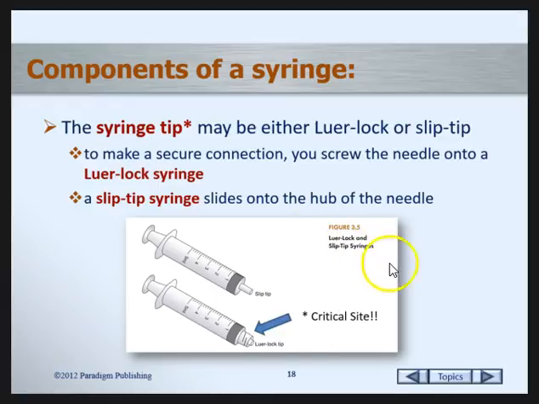Syringe tips can be either luer lock or what's referred to as a slip tip or a friction tip. Slip tips or friction tips don't have anything to lock onto, therefore we don't really use them very often anymore in compounding sterile preparations. You more often see a slip tip when you're doing oral syringe manipulation.